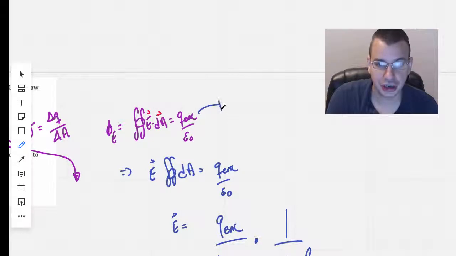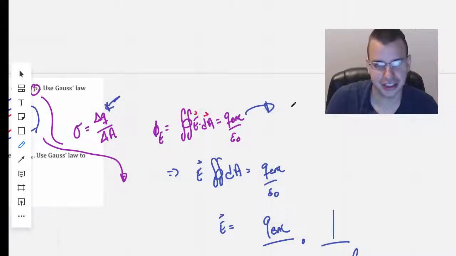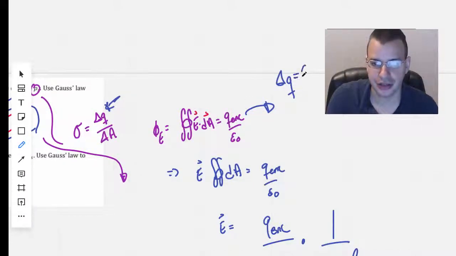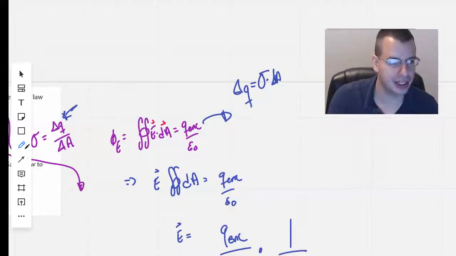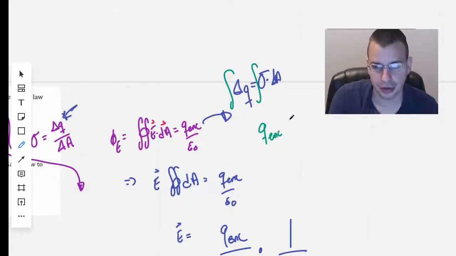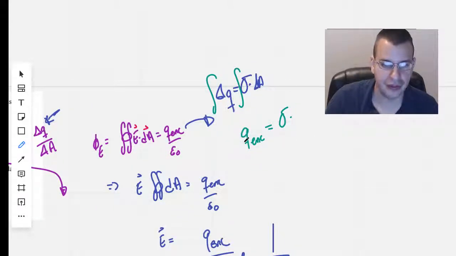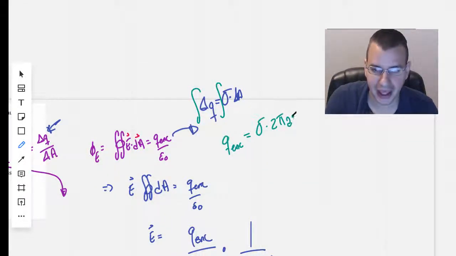And the idea is we're hoping it's going to cancel out with something else. Now we need to find out what this Q enclosed is. We were given a surface charge density. So I'm going to say that dQ, rearranging this equation over here, equals sigma times dA. So to find the total charge, we would then integrate both sides. We get total Q enclosed would equal sigma, which is just a constant, times the total area of the bigger shell, which is going to be 2 pi a times length.